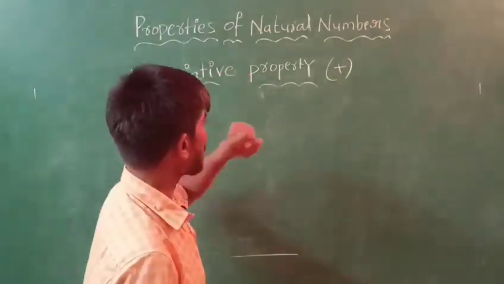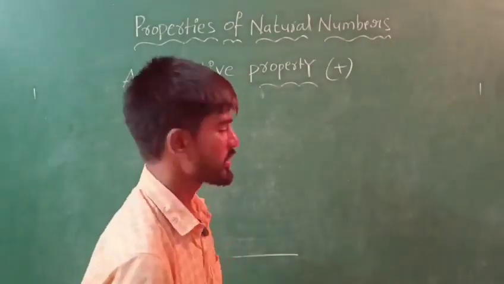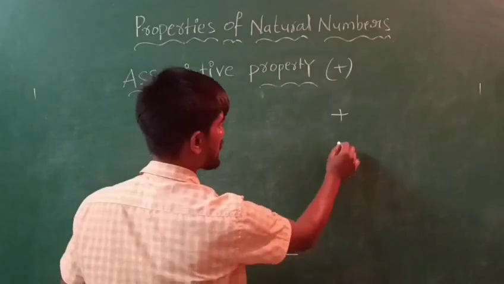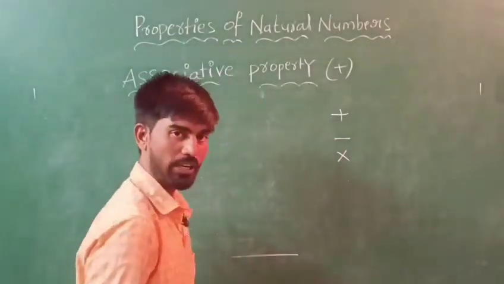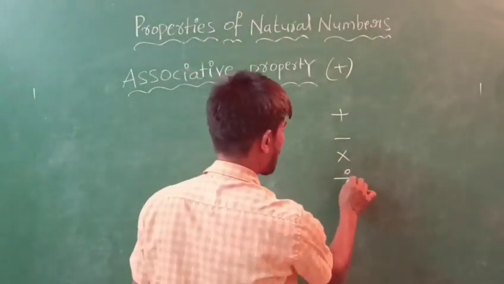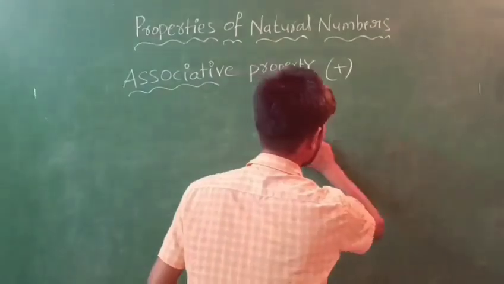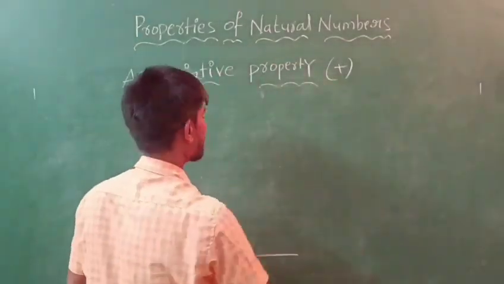Here is the associative property. Now we are going to discuss this property divided into four kinds: associative property under addition, associative property under subtraction, associative property under multiplication, associative property under division. We are going to discuss these four kinds. The first one is associative property under addition.